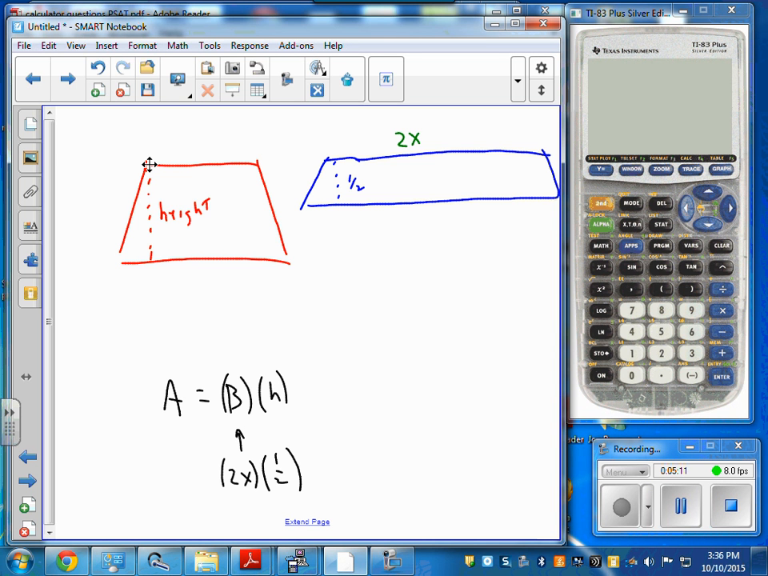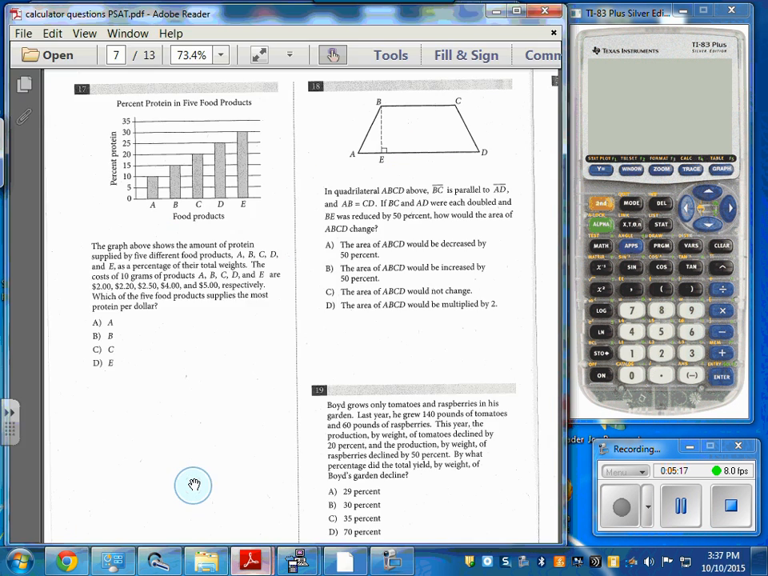Okay, 19. Boyd grows only tomatoes and raspberries in his garden. Last year he grew 140 pounds of tomatoes and 60 pounds of raspberries. Tomatoes are pretty heavy. This year, tomato production went down 20%, and the raspberries went down by 50%. By what percentage did the total yield by weight decline?